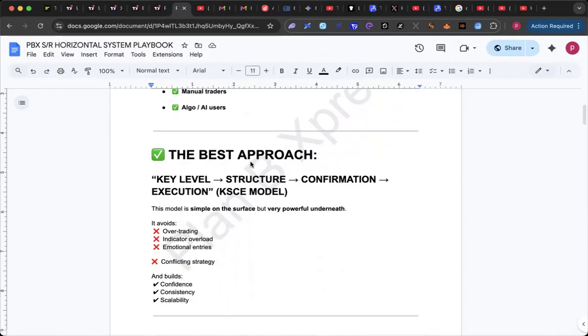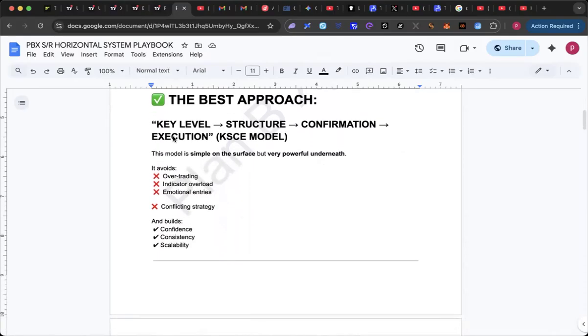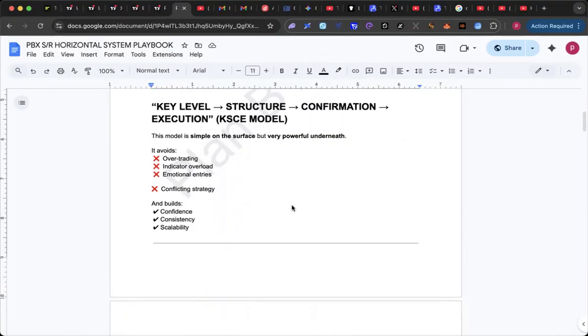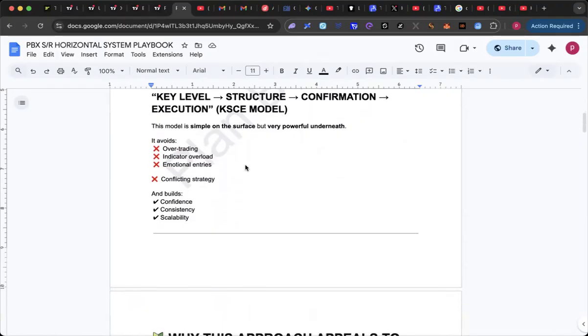Now, the best approach, let's look at it. So pay attention. You that subscribe for it, you have this script already, so you can always go through it. Now, key levels, structure, confirmation, execution. That is the KSC model. So this is a simple model, all right? Simple on the surface, but very powerful underneath. Things to avoid, okay? There are things to avoid.